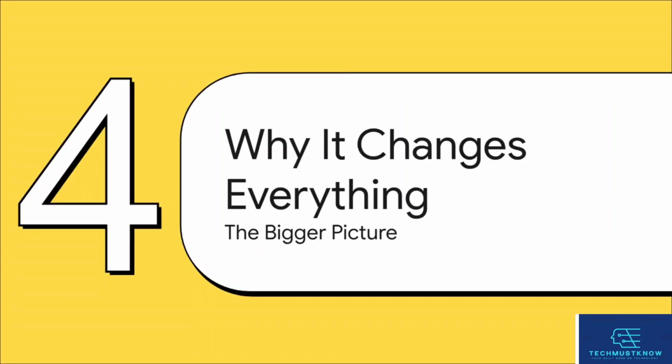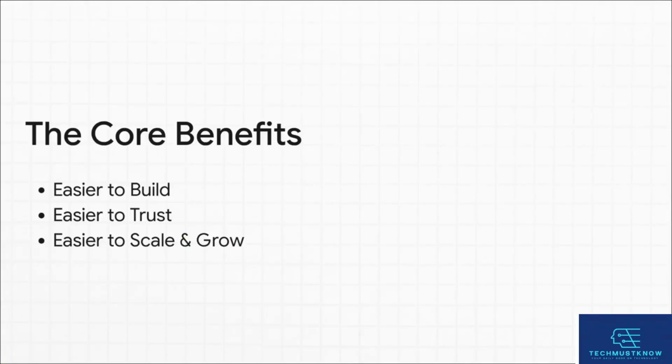So that's the how. It's pretty neat, right? But the really big question is, why does this matter so much? Why could a seemingly simple protocol like this completely change the game for AI? Well, it all boils down to 3 huge wins. First, it's way easier to build stuff. Developers can just plug new tools in without a nightmare of custom code. Second, it's easier to trust. When everyone's speaking the same language, things are more predictable and secure. And third, and this is the real kicker, it makes it so much easier to scale and grow the whole AI tool ecosystem.